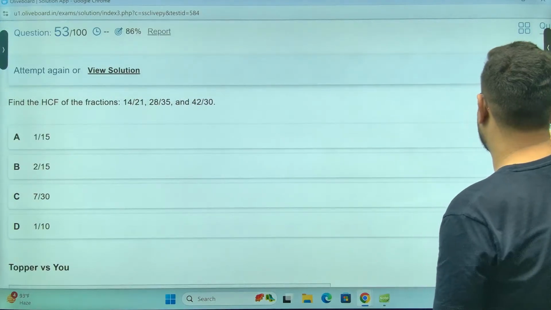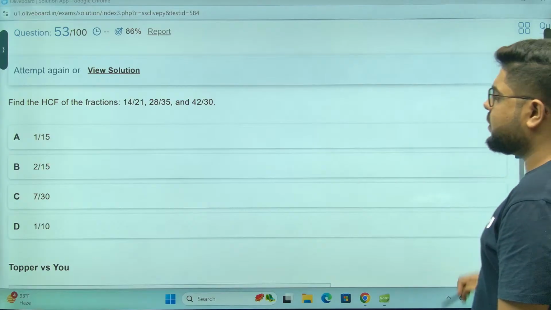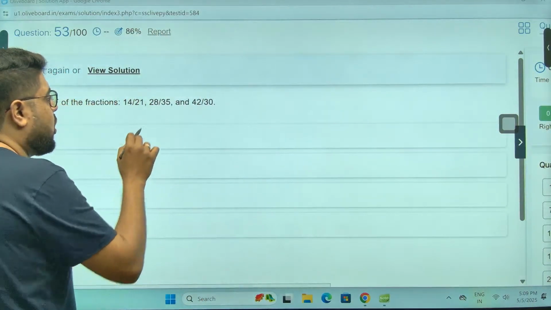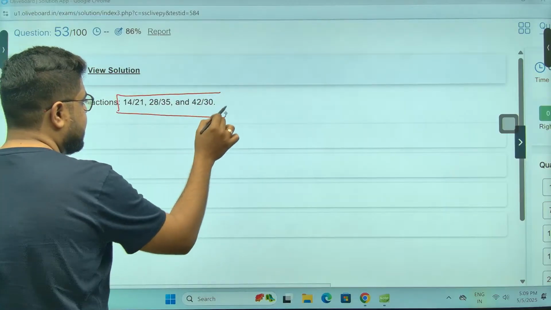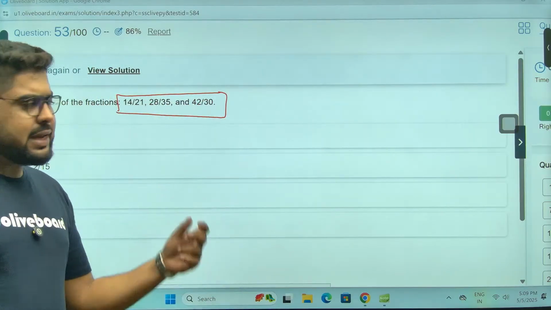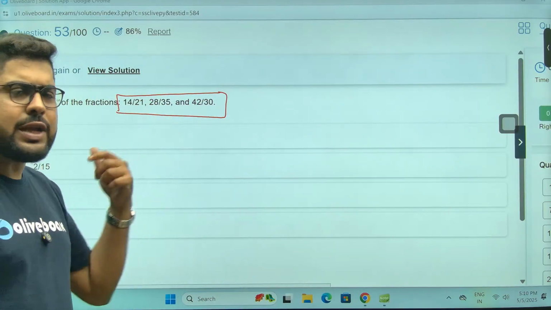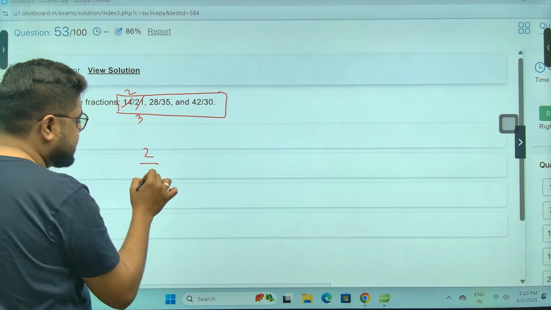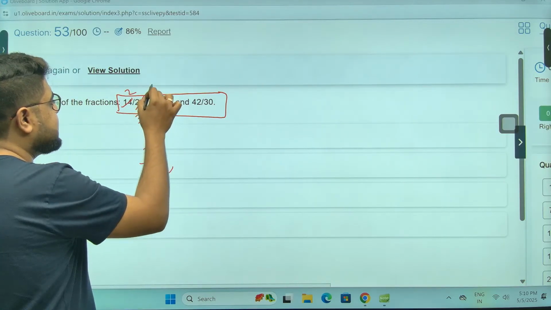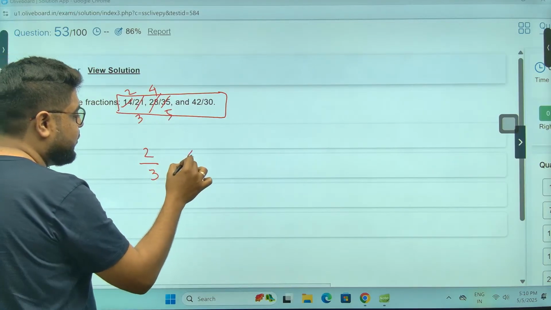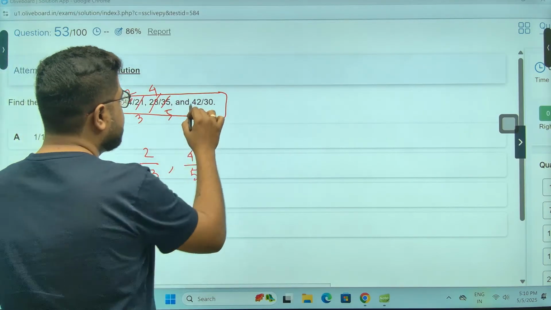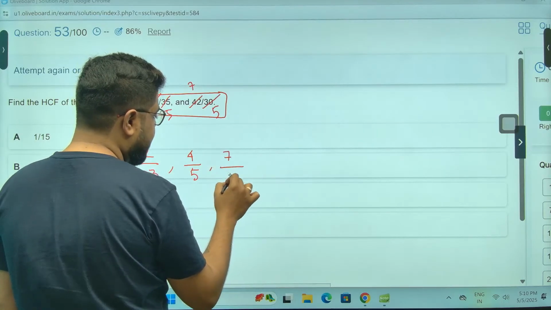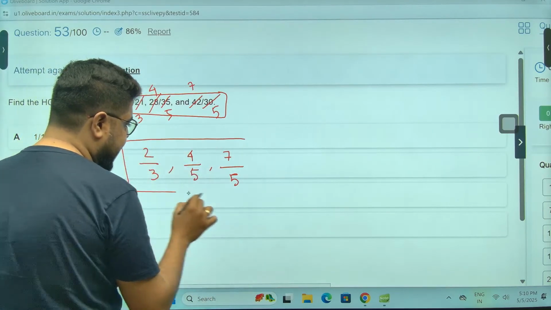HCF of these fractions. First things first, if you see something like this, always, if you can divide like this, these cancel this, do that. Sir, 7 2s are 14, 7 3s are 21. So this fraction is 2 by 3. Sir, 4 7s are 28, 5 7s are 35, so 4 by 5. Sir, 6 7s are 42, 6 5s are 30, so 7 by 5. The fractions are actually these.